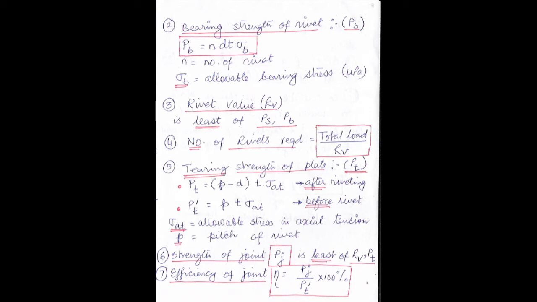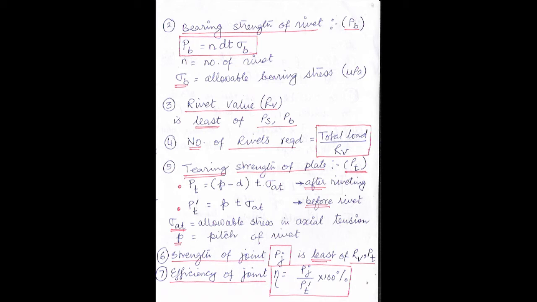And the last step is that after we do riveting, our objective is what? Whatever we are connecting, the two plates or whatever it is, we have to find how efficient it is. So the efficiency of the rivet joint is denoted as eta. So eta is equal to Pj divided by Pt dash multiplied by 100, in percentage. What is Pt dash? Pt dash is the tearing strength of the plate before riveting. What is Pj? Pj is the strength of the joint. So this way we can find the efficiency of the joint.